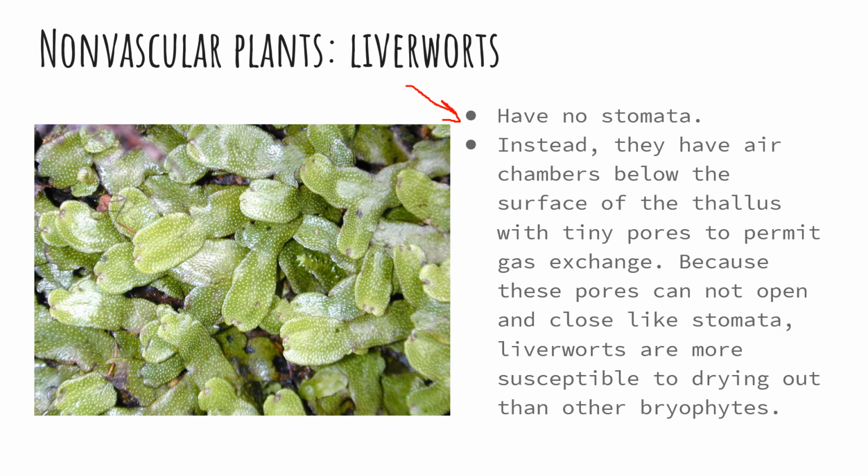So instead of being able to voluntarily open or close those holes, they have air chambers below the surface of the thallus with tiny pores to permit gas exchange. However, because these pores cannot open and close like stomata, because they're just constantly open, liverworts are more susceptible to drying out than other bryophytes. Because these guys have their pores open all the time, it's very, very easy for them to dry out. They have to be kept pretty wet almost all the time, or they will dry up pretty quickly.